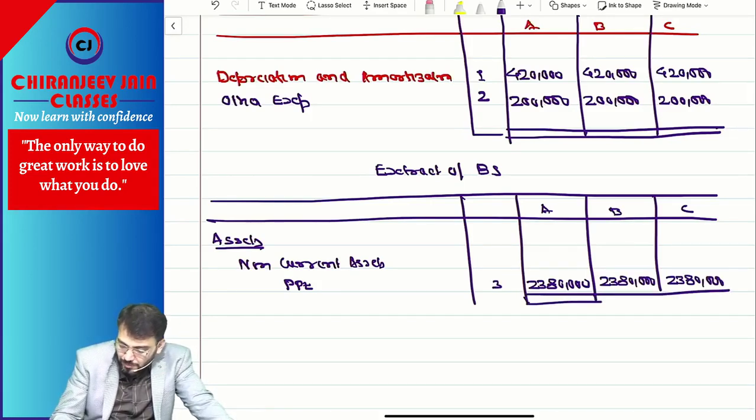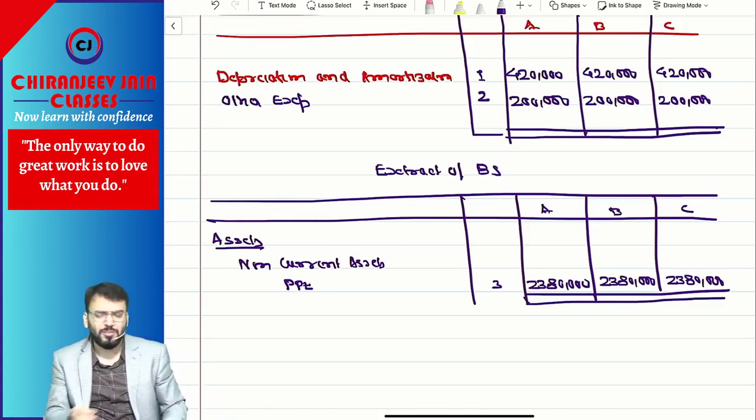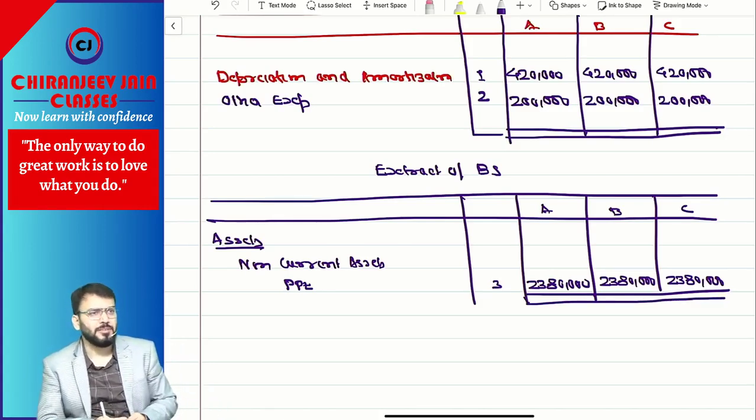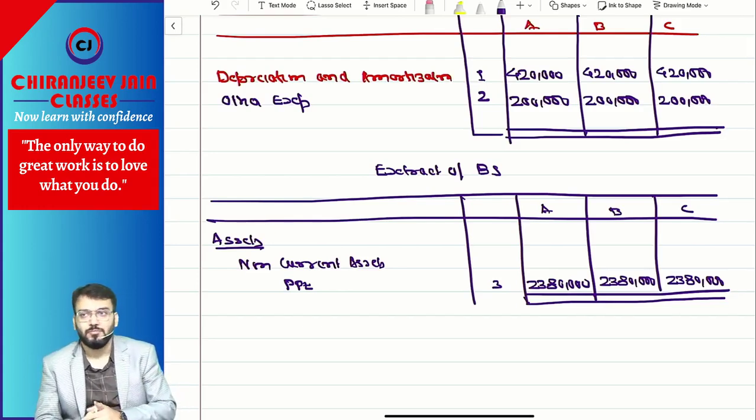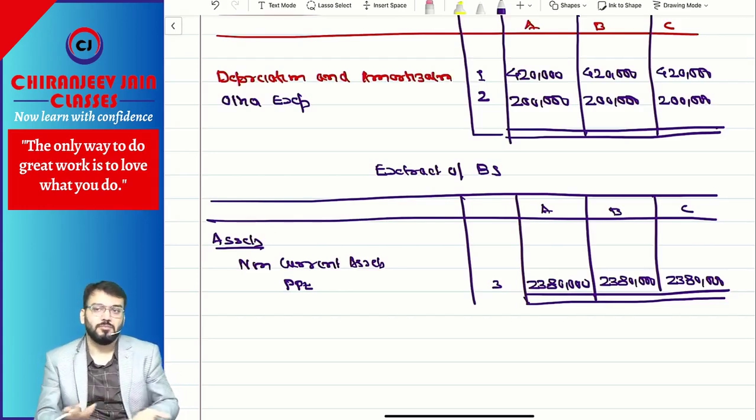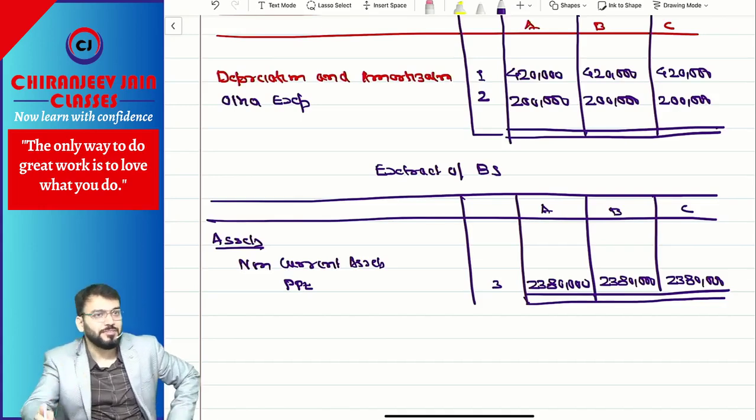Note number 3. You can do the note on your own. The solution is given. Understood. Bakwas question, huh? But if I do not do it, you will also not do it. And suppose the same question comes, then a simple question becomes complicated.